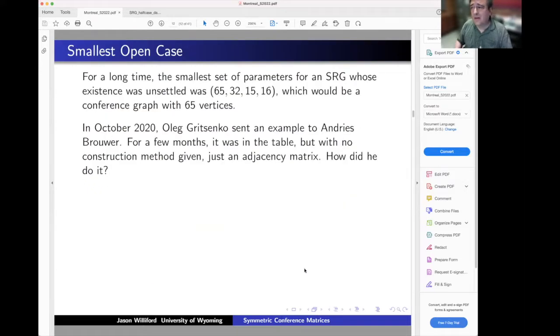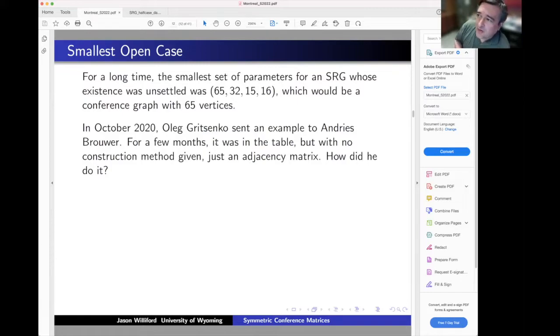Now, for a long time, the smallest case of parameters for a strongly regular graph where it wasn't known whether it existed or not was on 65 vertices. And it was exactly one of these conference graphs. And one day I was preparing a talk just for my local seminar to talk about strongly regular graphs, and I looked at the table, and there was this entry where it just said that this was found and that the name Gritsenko was there. And I couldn't find any paper or anything.